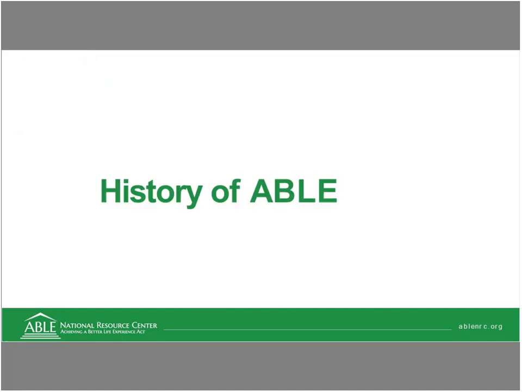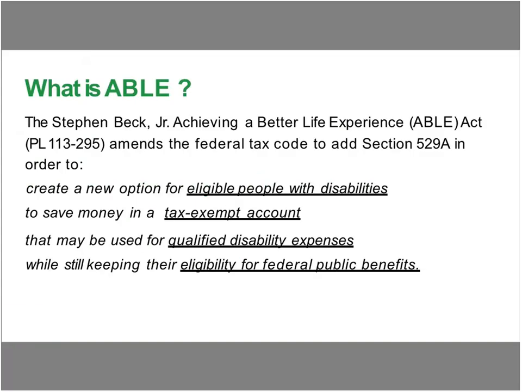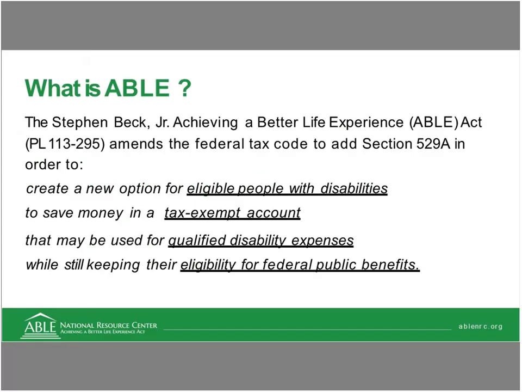So let's go ahead and get started with a little ABLE history. So what is ABLE? Well, ABLE is the Stephen Beck Jr. Achieving a Better Life Experience Act, and what it does is it amends the federal tax code and adds what's called Section 529A. And what that does is it creates a new option for eligible people with disabilities to save money in a tax-exempt account that may be used for qualified disability expenses, and all at the same time not putting into jeopardy their eligibility for federal public benefits.